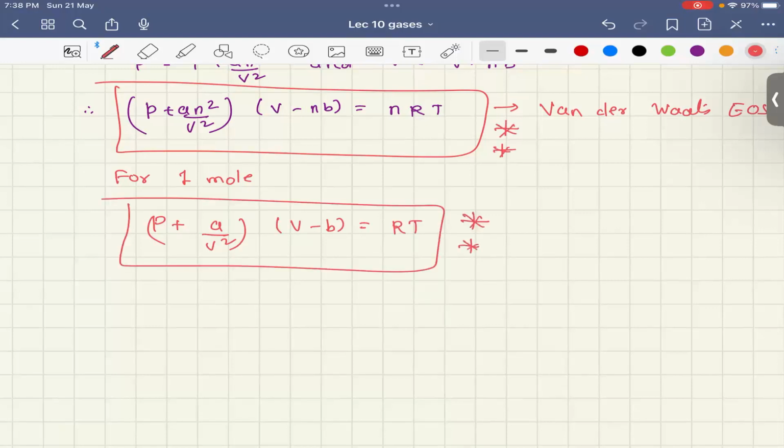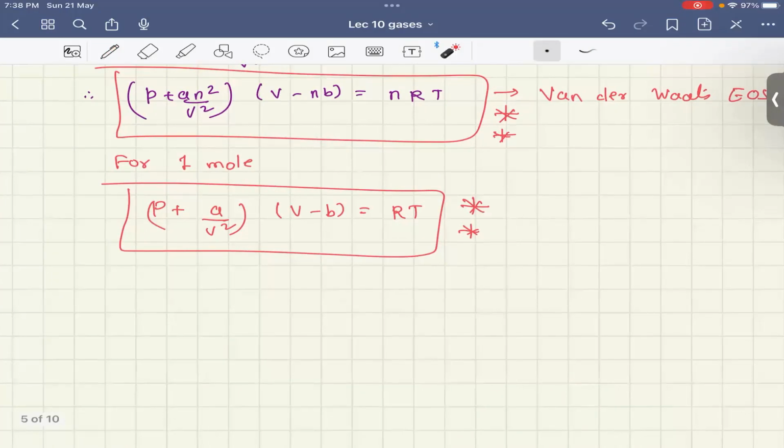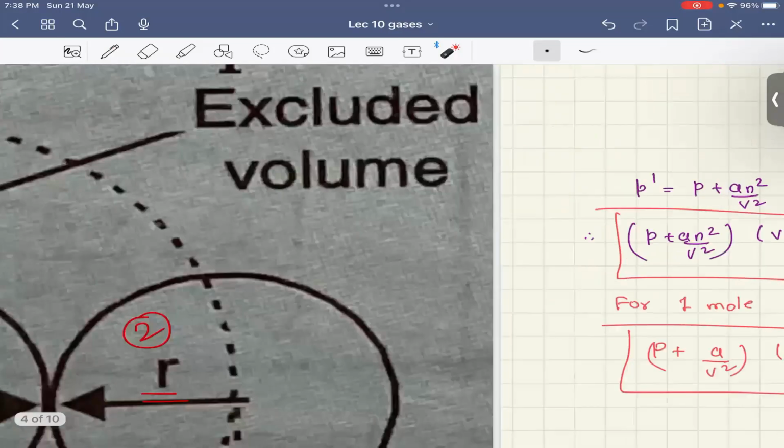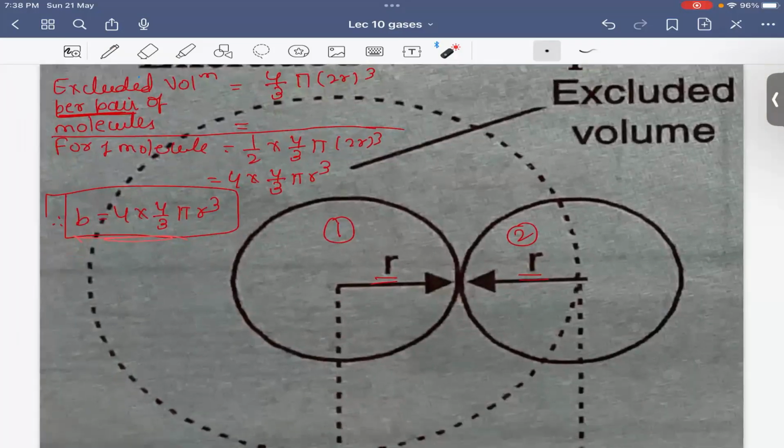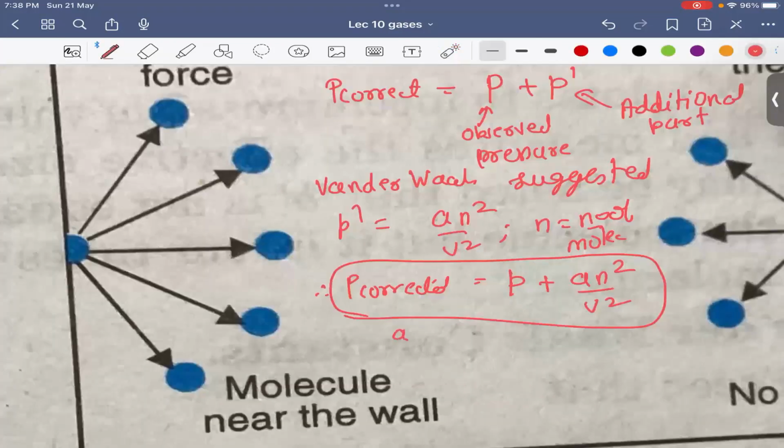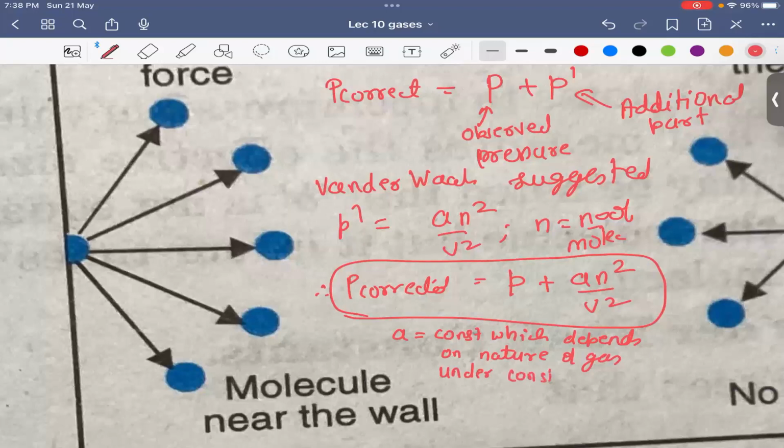This is a very important equation. If you multiply both sides by V square, we get a cubic equation, hence this is also called a cubic equation of state. Here a is a constant which depends on the nature of the gas under consideration.